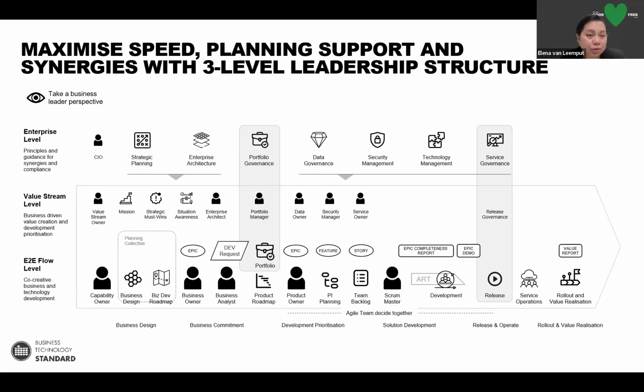So there could be more than one value stream. One value stream in an organization, like I mentioned earlier, 5 to 8 value streams is what we're aiming for here. And in some organizations, that may happen. And if there's some conflict with resources at that level, then they need to escalate to the enterprise level.